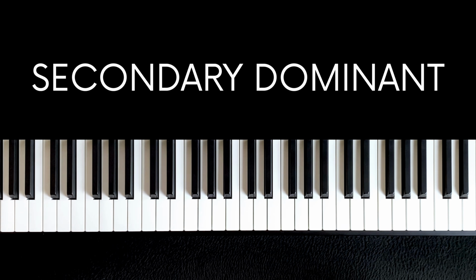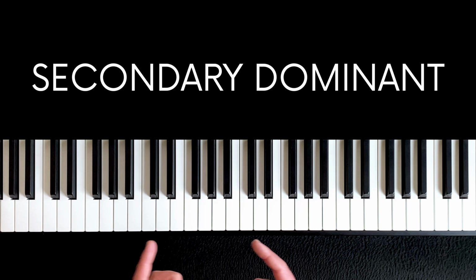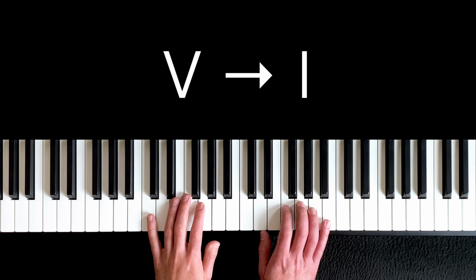Secondary dominant. First, dominant. A dominant chord is a fancy name for a 5 chord. Dominant and tonic mean 5 and 1. And the dominant to tonic resolution is the strongest resolution in Western music. You can hear it at the end of a lot of pieces of classical music, like a piece by Haydn or Beethoven might end like this.